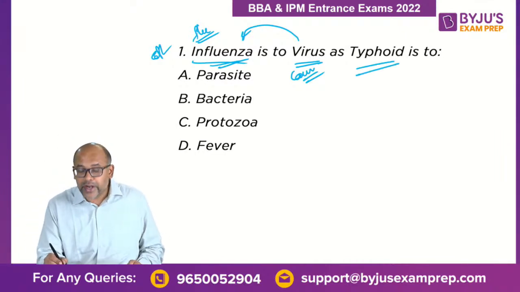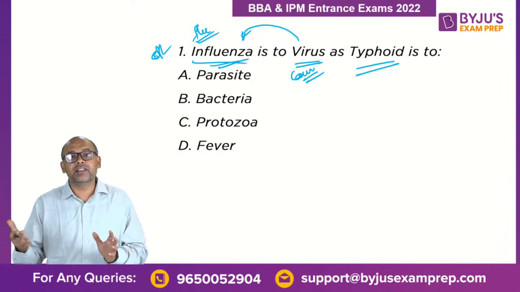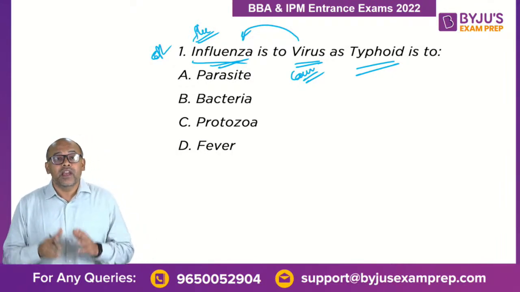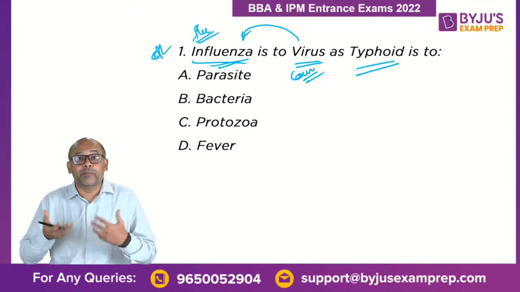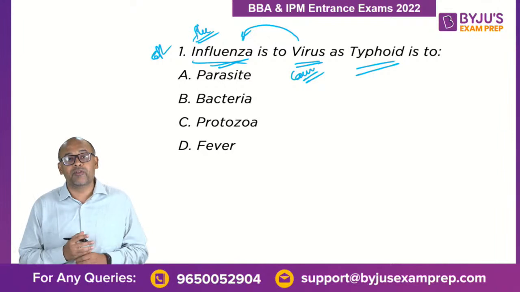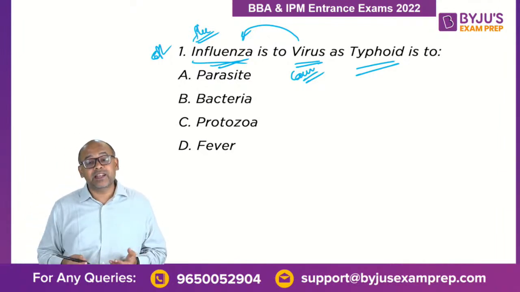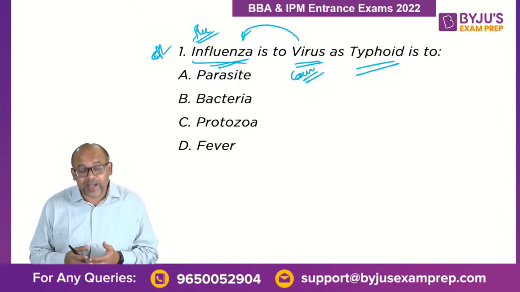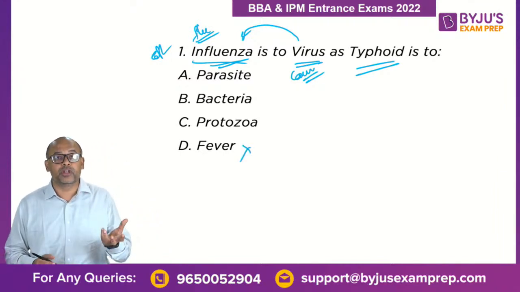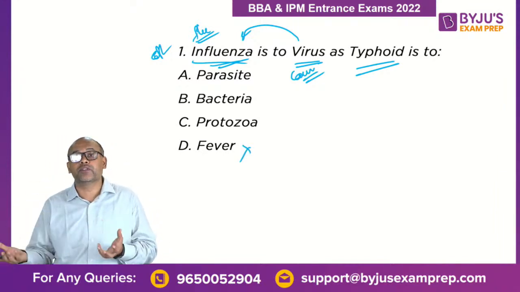So typhoid is a disease. Similarly, it's a problem. But what is causing typhoid? That is what they're asking. Now you can ask me, is it a biology question? Technically, it's a biology question because you need to know what causes typhoid. Is it parasite? Is it bacteria? Is it protozoa? Is it fever? Fever is definitely not an organism. Fever is an output. Something causes it, and that will cause fever.